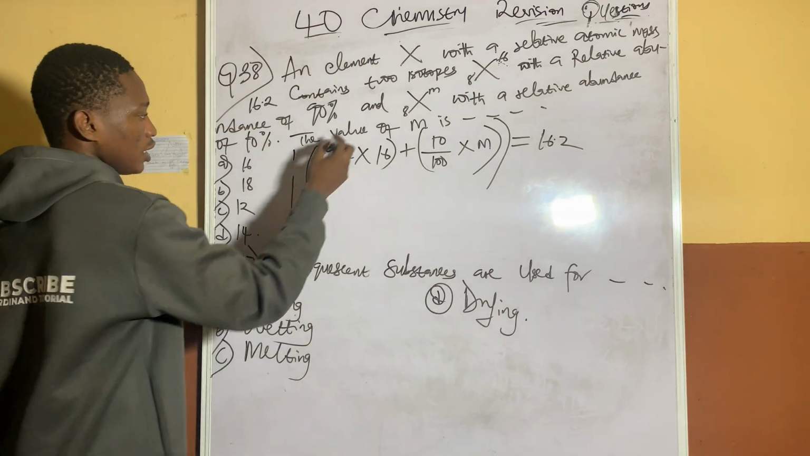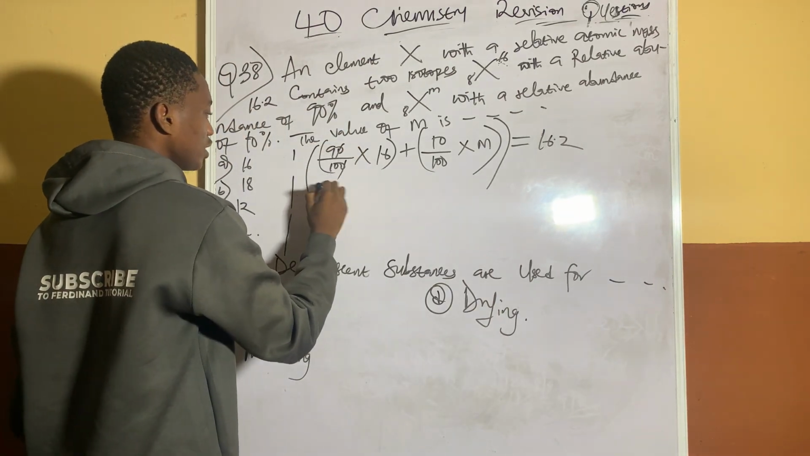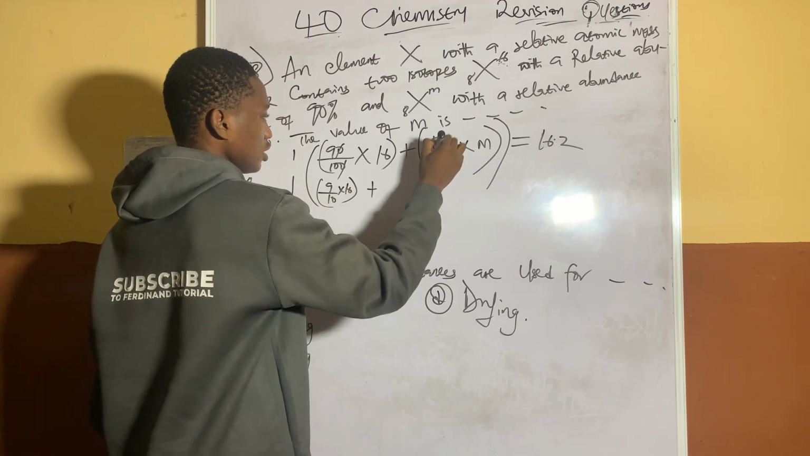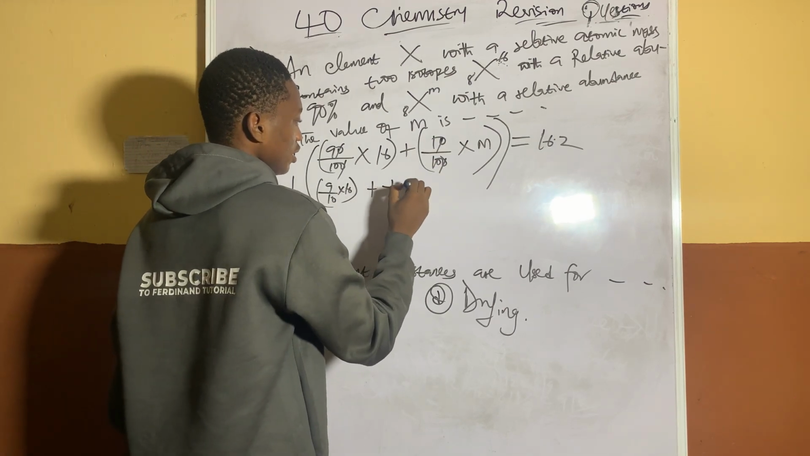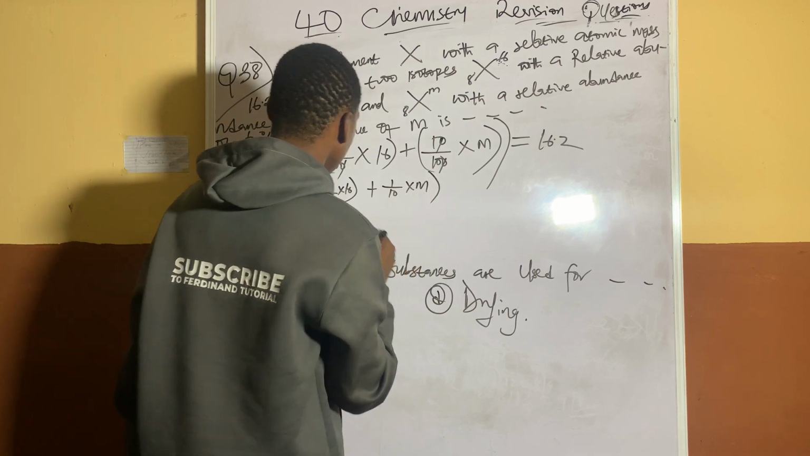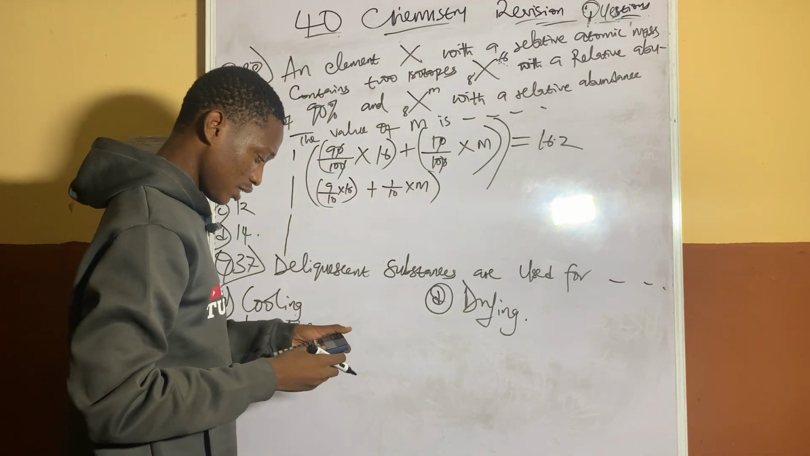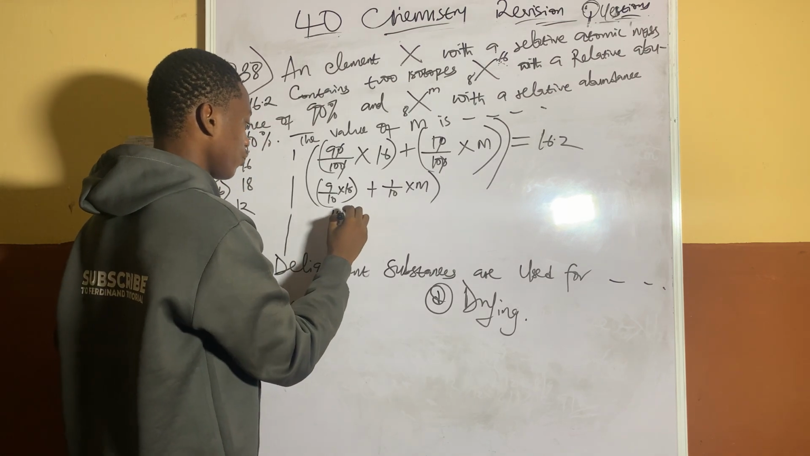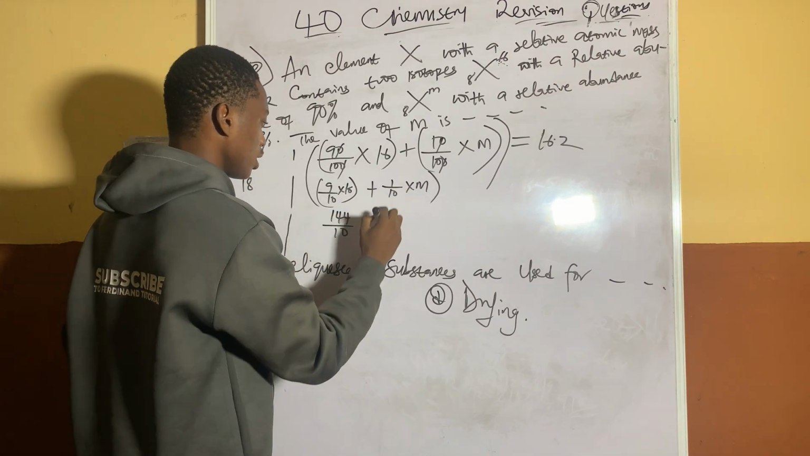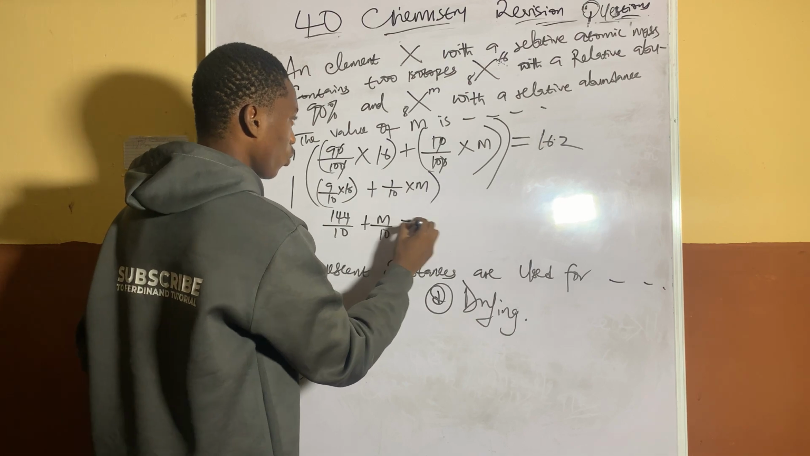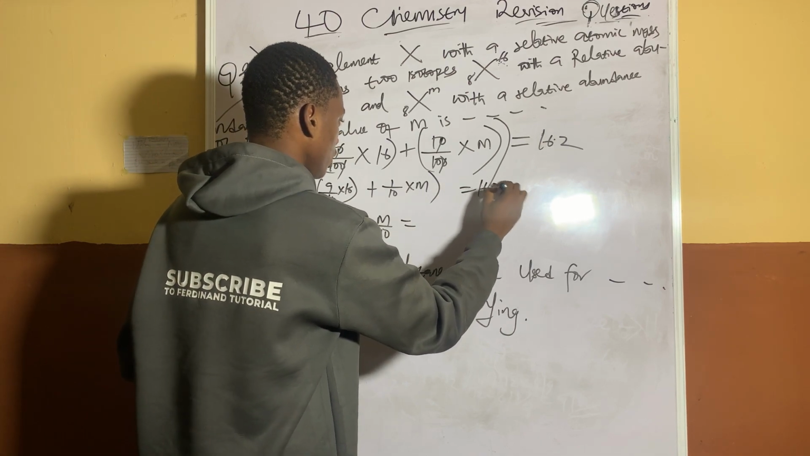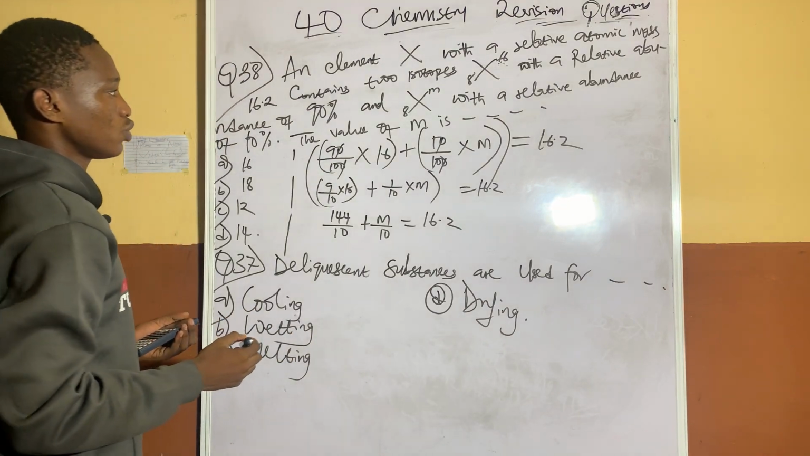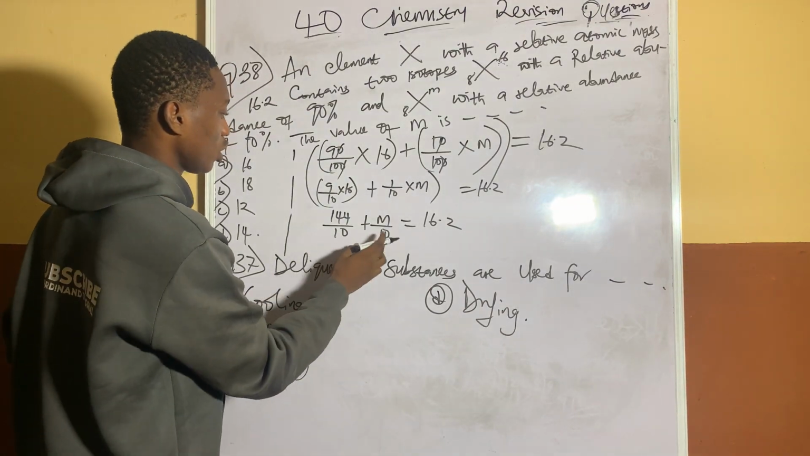So I'm going to say 9 into here, I'm going to have 9 over 10 times 16, plus this into here, I have 1 over 10 times M. So this is the same thing as 16 times 9. 16 times 9 is equal to 144. This is the same thing as 144 over 10 plus M over 10 equals 16.2. Now in this scenario, what we're going to do is try as much as possible to collect like terms.